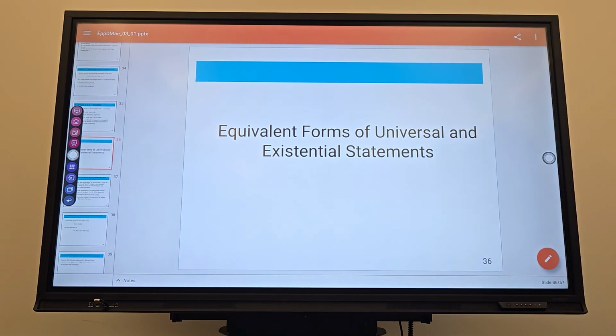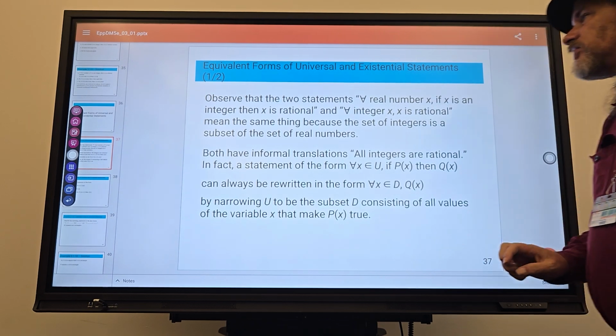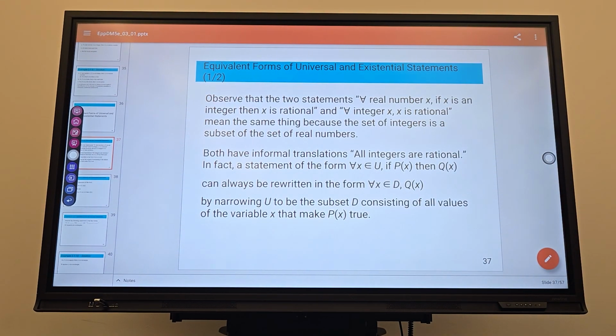Equivalent forms of universal and existential statements. Observe that the two statements, for all real numbers x, if x is an integer, then x is rational, and for every integer x, x is rational, mean the same thing because the set of integers is a subset of real numbers. Both have the informal translation: all integers are rational.